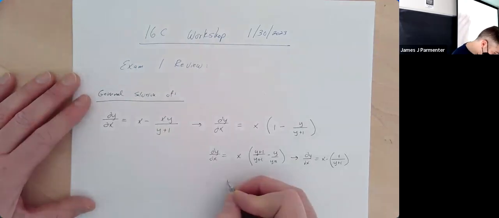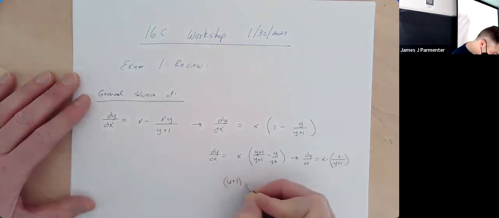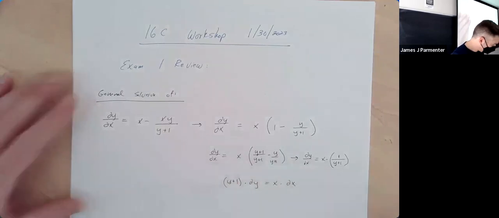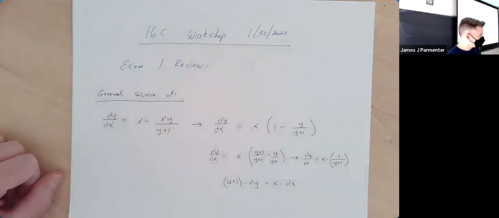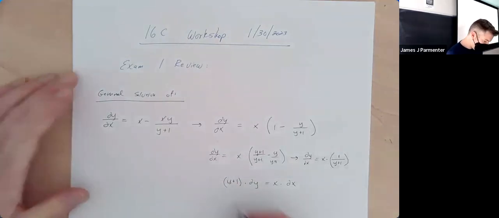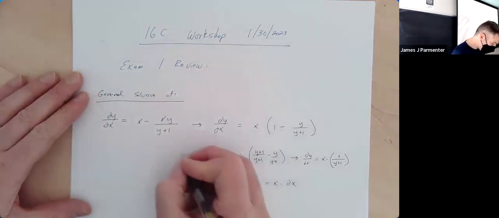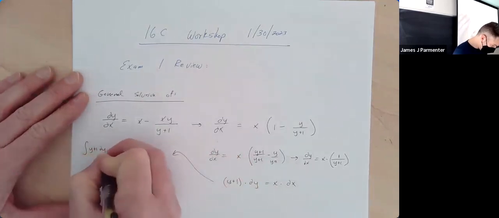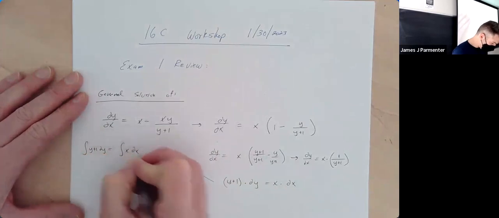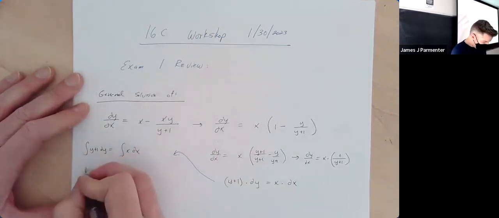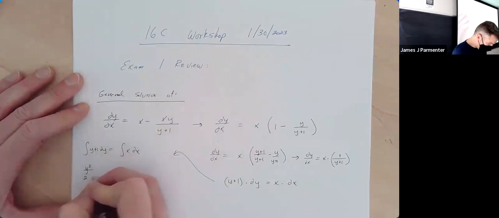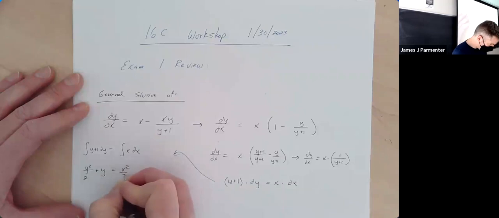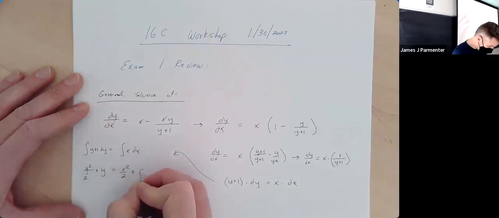I'm going to get y plus 1 times dy equal to x times dx. That's pretty good. So then we integrate both sides. I might do that over here. The integral of y plus 1 dy equals the integral of x dx. So then we get y squared over 2 plus y equal to x squared over 2 plus a constant.